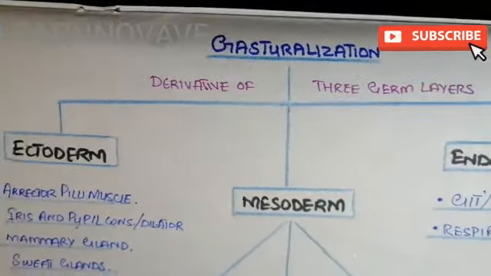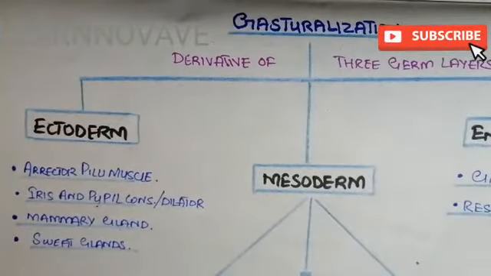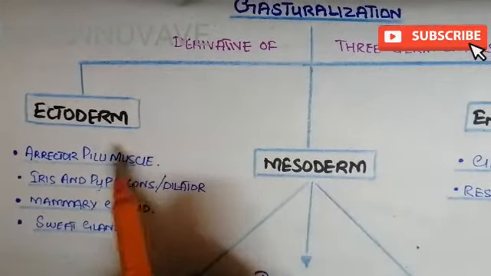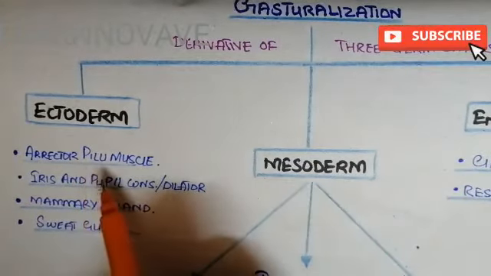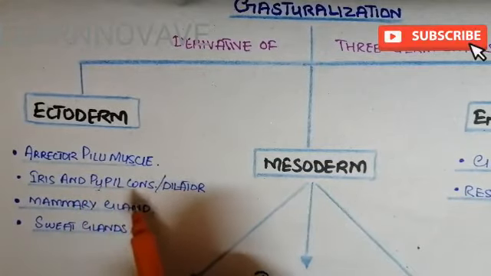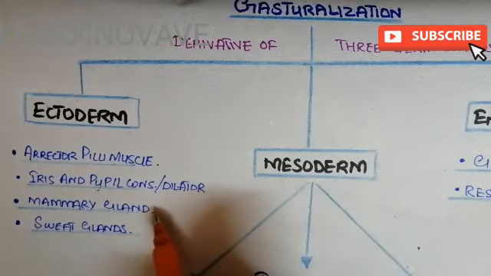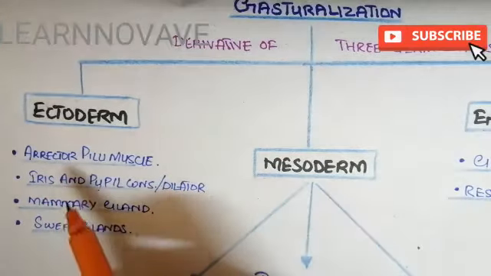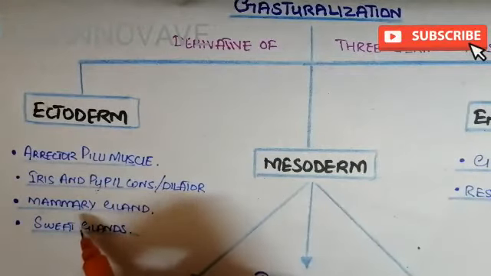Here you have seen that I have prepared a chart for you to explain it better, and from this chart we will explain what the derivatives are. Starting from the ectoderm, the ectodermal germ layer will form certain exceptions of the mesoderm, including the erector pili muscle, the iris and the pupillary constrictor and dilator of the eye, the mammary gland of the breast and the sweat gland of the skin. These four, the two muscles and the two glands, are formed from the ectoderm and they are the exceptions of the mesoderm. So these points you should remember.